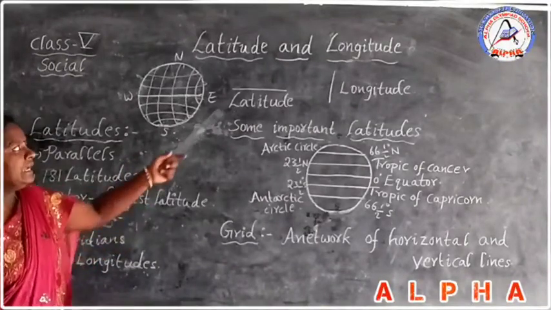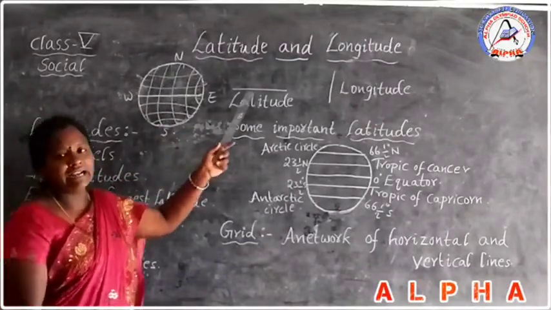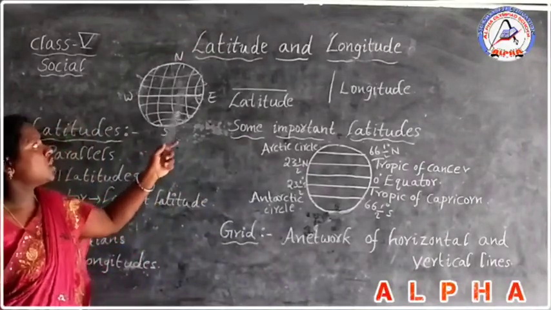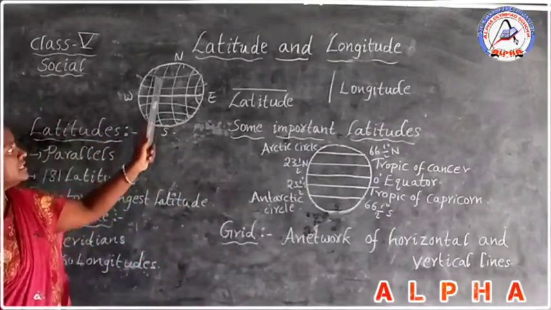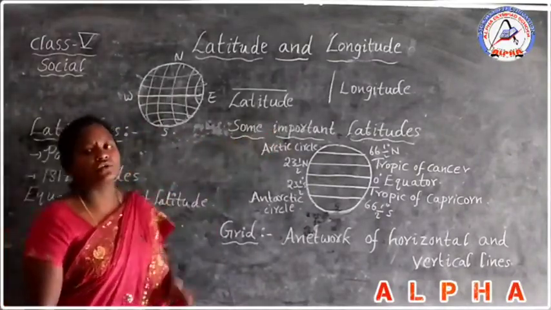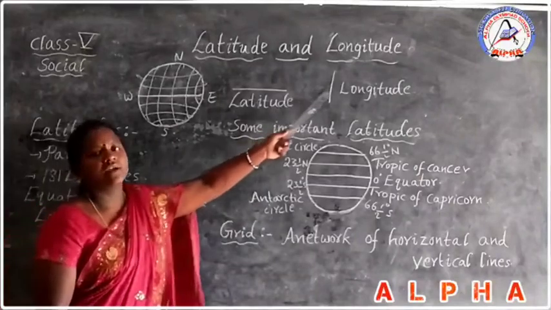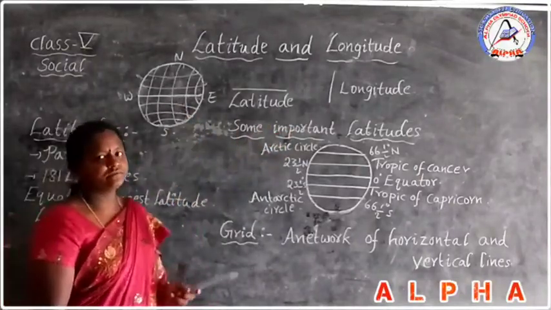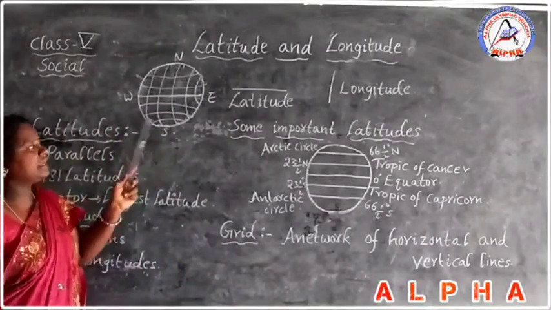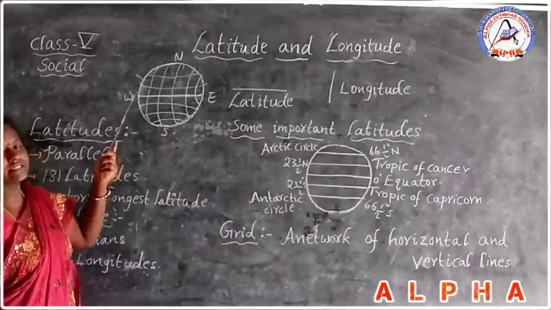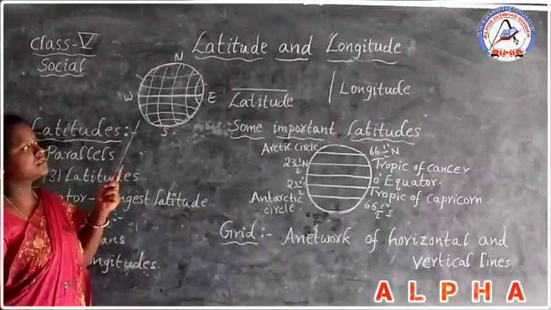So, these horizontal lines are called latitudes, and these vertical lines are called longitudes. Latitudes means horizontal lines. Longitude means vertical lines. The latitudes are drawn from east to west.